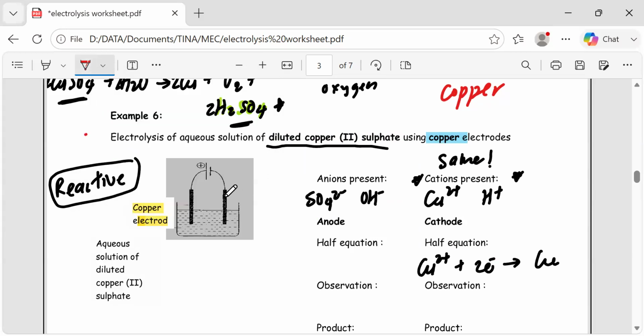Why? So this is copper electrode. Copper electrode is like brown. Okay? And then what's happening? More copper is going on the copper. So because of more copper going on the copper, does it look bigger or smaller? Bigger. So the cathode increases in size. Okay? Can you understand?